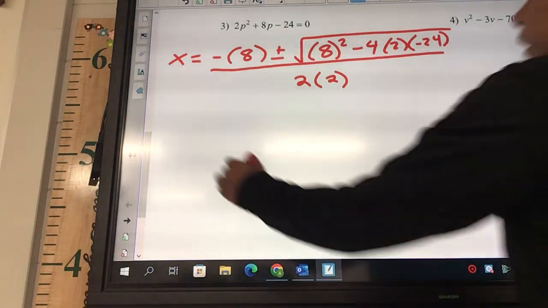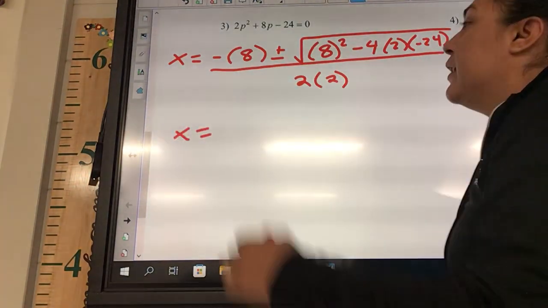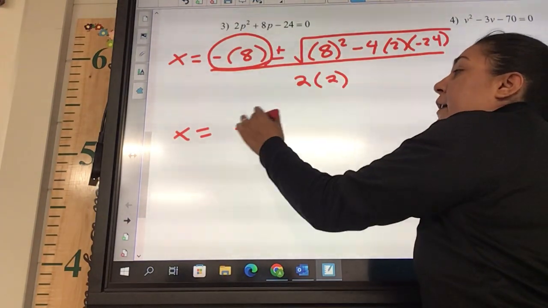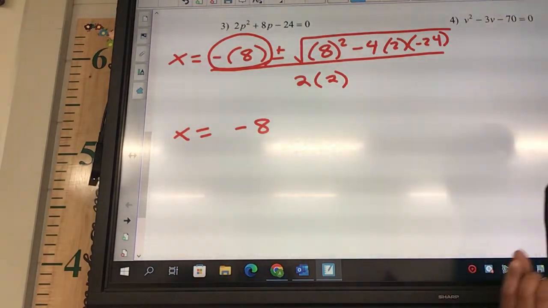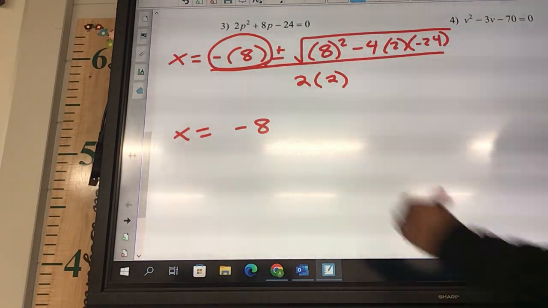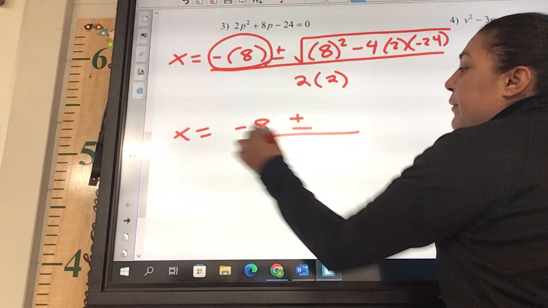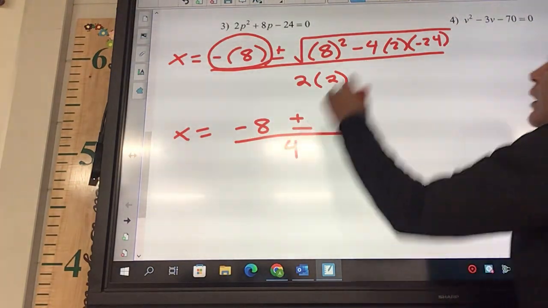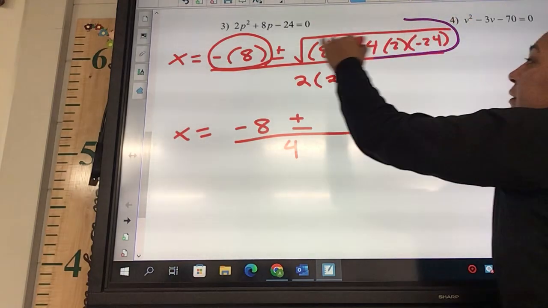So I'm going to get x equals, what is this going to become? Just negative 8. Unless there's 2 of them, then it's going to become a positive. If there's just one, it's negative. And we got plus or minus. What are we going to get for the bottom? 4. 2 times 2 is 4. And again, you're typing all this in on the calculator.